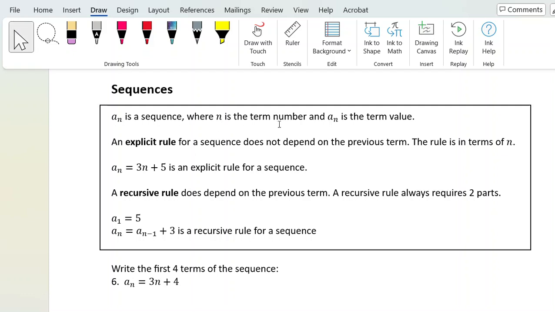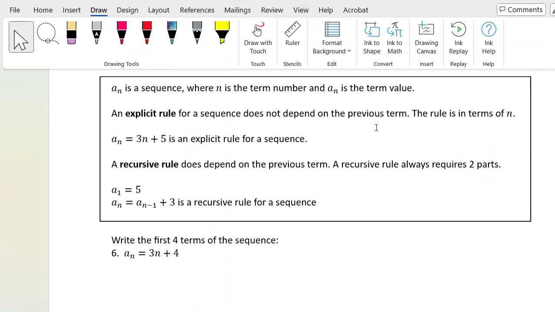In this video, we're going to talk about sequences. We're going to start with some definitions. A sub n is the symbol that we use for a sequence. N is the term number. So an important thing to remember with a sequence is that the subscript is the term number. A sub n is the term value. We'll see that a little more clearly in some examples.